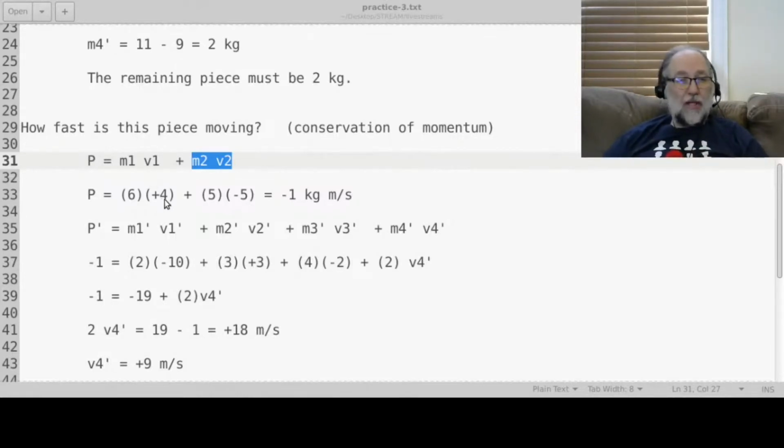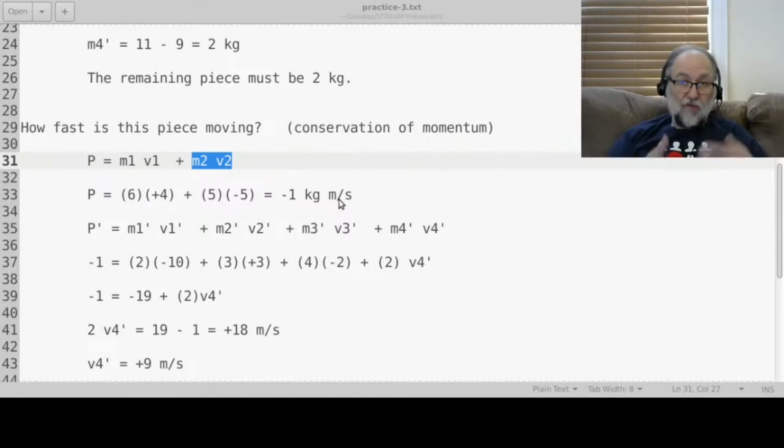So 4 meters to the right, that's plus 4. And then M2 was 5, and it was traveling 5 meters per second to the left, so negative 5. Working that out, it's negative 1. The units for momentum in MKS are kilogram meters per second. There isn't a consolidated unit like the joule for energy, so you have to write it out. Great, there's the momentum before.